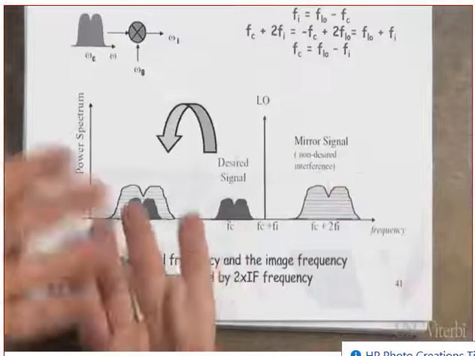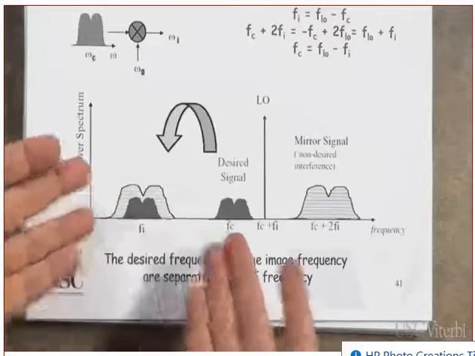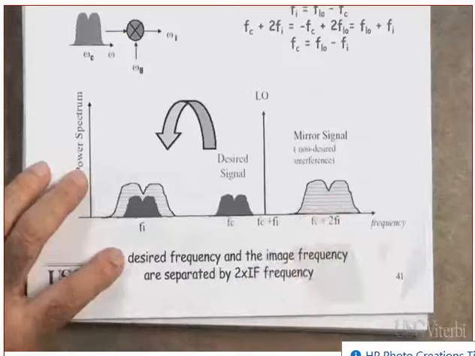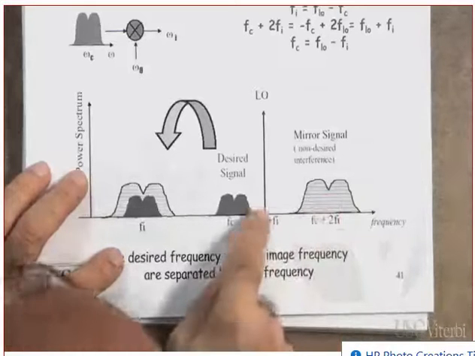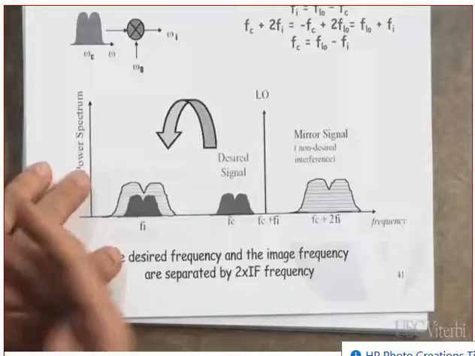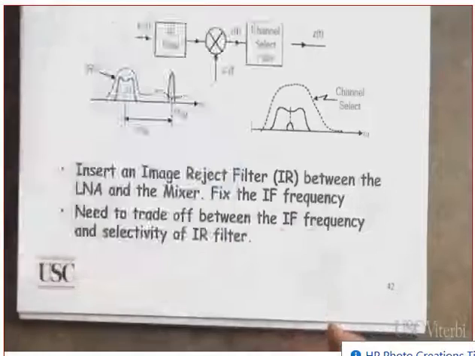You cannot remove it because it's already right now copying the same band. What we need to do is get rid of this before mixing with the local oscillator. Did you get this or not? And I will show you how they do it in just a second. But clear? Okay, good.